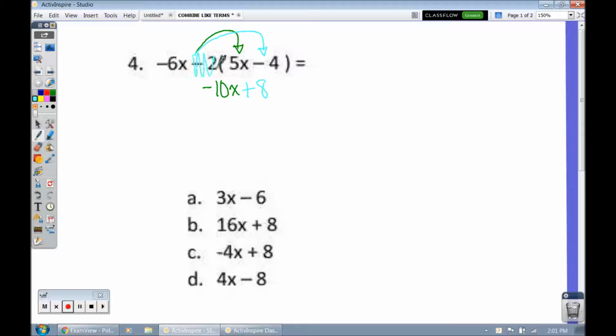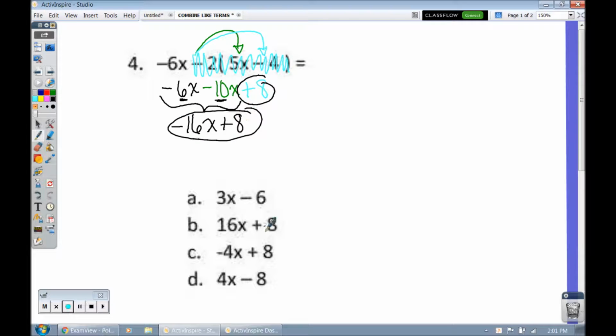We are done with that. Right there, we have got rid of the parentheses. It's gone. Now we need to bring down the negative 6x. Combine like terms. Look, these x's are going to go together. Negative 6 minus 10, well, that would be negative 16, but we're combining x's. And then bring down the plus 8. And you will notice that there is not an answer choice because I am going to omit this problem.